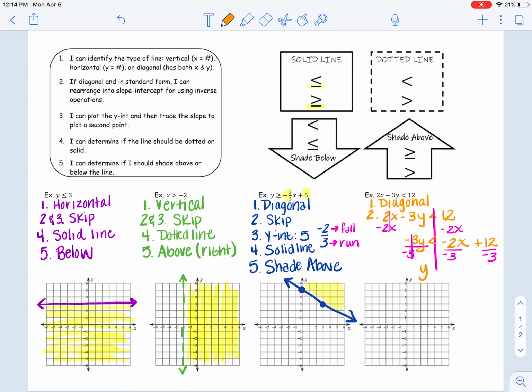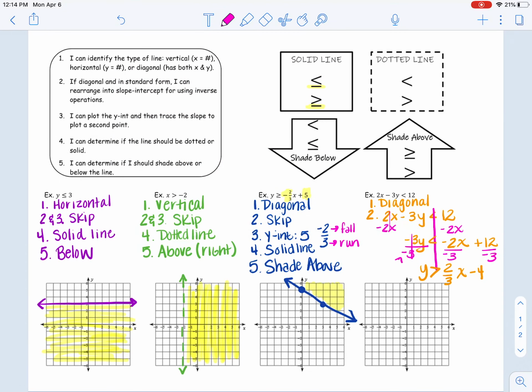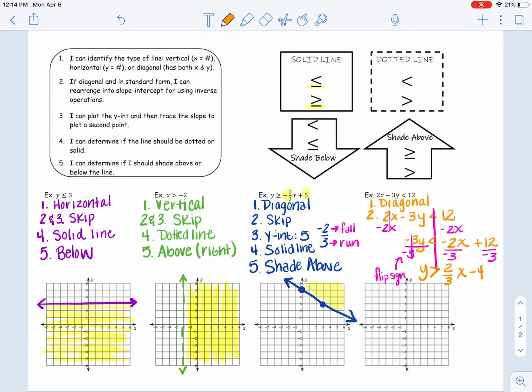Okay, on the left, that leaves me with y. On the right, the negative 2 and the negative 3, those negative signs cancel out to give us 2/3 x, and then 12 divided by negative 3 is negative 4. Now, our inequality, that sign is going to flip to greater than because we are multiplying by a negative number. So we need to flip the inequality sign because we've divided by a negative. Okay, so now we're there. We're in slope-intercept form, so we can move on to the next step.